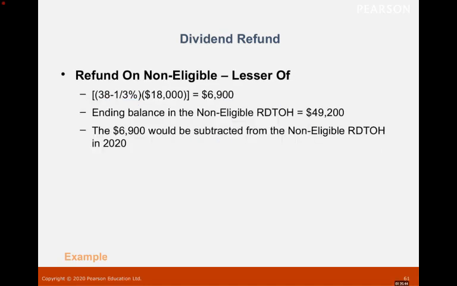And then you have the refund on the non-eligible, lesser of, same. We called 18,000 of it non-eligible. So 38 1/3 times that. But we have to compare that to how much is in the pot. Well, we got lots in the pot on the non-eligible side. So we just pick 38 1/3. The only reason why we're doing lesser of here is to limit it to what is in the pot, so to speak. And again, we have two pots, a non-eligible and an eligible pot to draw from.